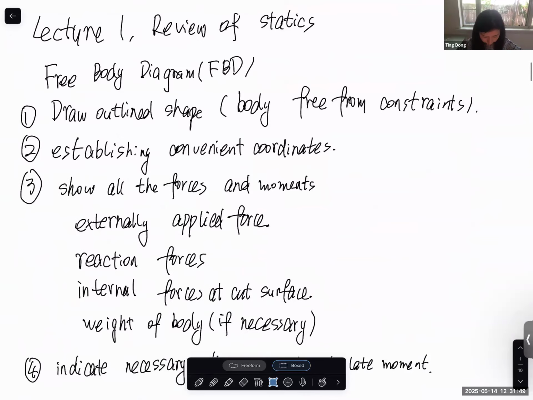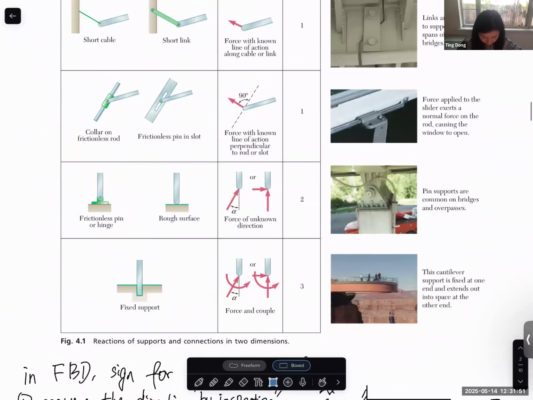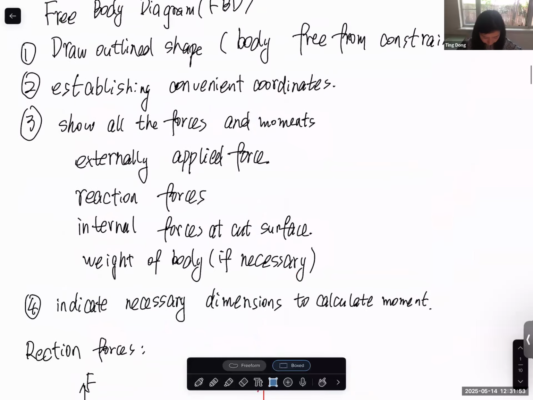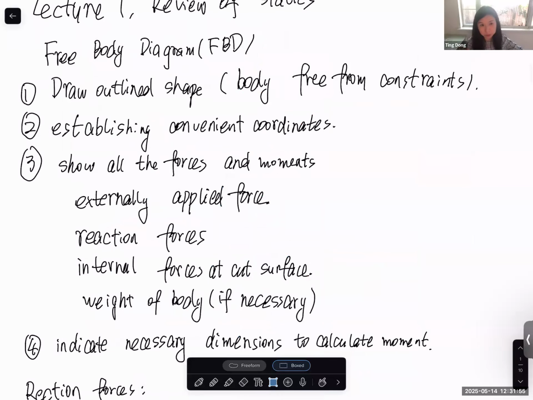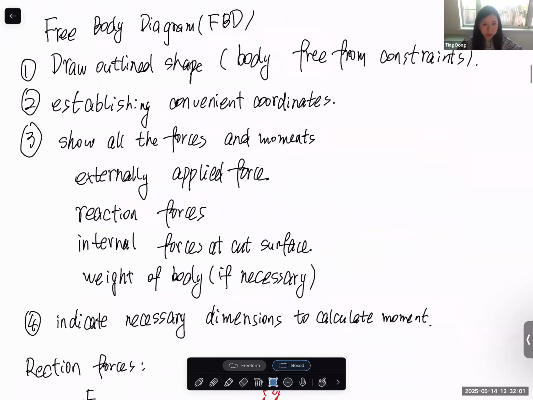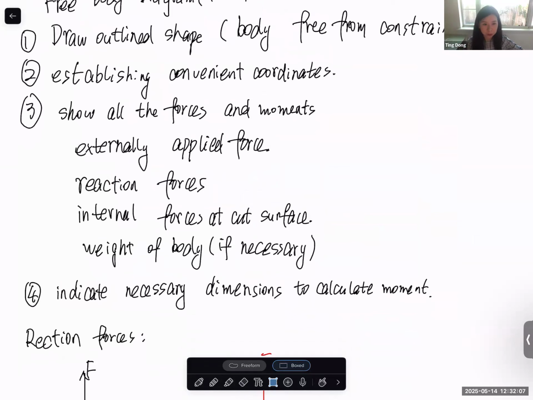Last class, we talked about how to do the free body diagram. Basically, for a free body diagram, you need to free the body from the boundary condition. You have the outline shape without boundary condition and have the coordinates, whatever is convenient for your calculation, and put all the forces, external applied force, reaction force.